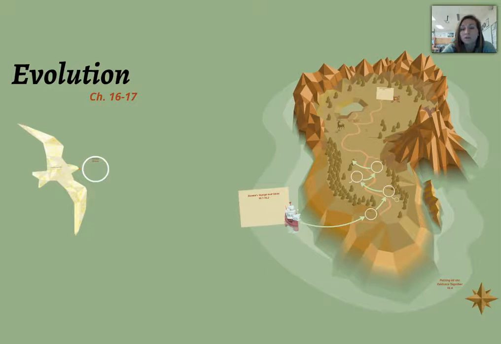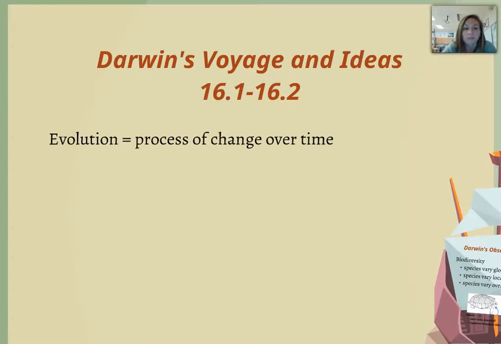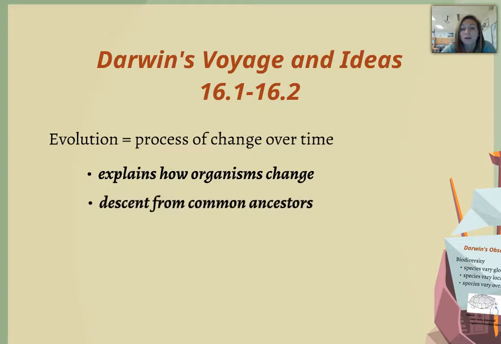So go ahead and make sure you're ready with a notebook sheet of paper set up for Cornell Notes or a Cornell note-taking template. And we're going to go ahead and get started with Darwin's voyage and his ideas. In these sections of the chapter, they basically explain what evolution is. It's a process of change over time, and Darwin believed that this explained how organisms change and how we all come from a common ancestor.